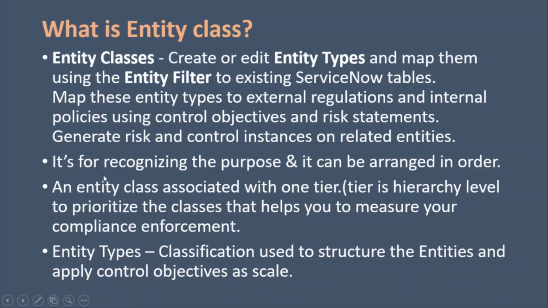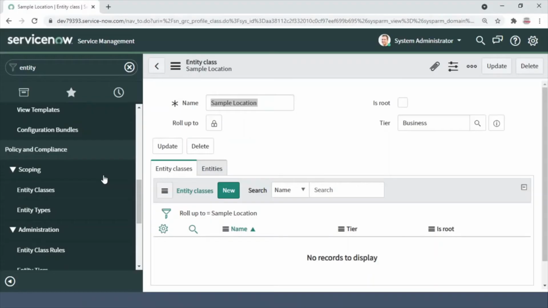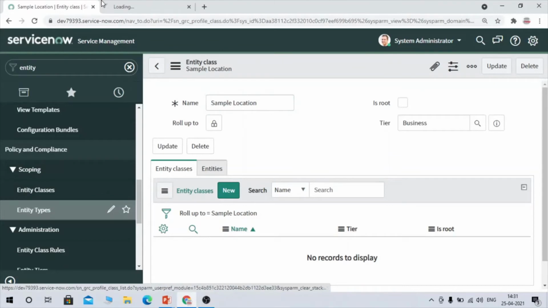Now try to understand what entity types are. An entity type is a classification used to structure the entities and apply control objectives at scale. We use entity type to associate the control objectives, and then all controls will be created automatically. We'll see how, once we create the entity type, entities can be created, how we can add a filter to it, how new entities will be created automatically, how the associated control objectives can be mapped, and how controls will be created automatically for the control objective. So first let's see what an entity type is and how we can create it.